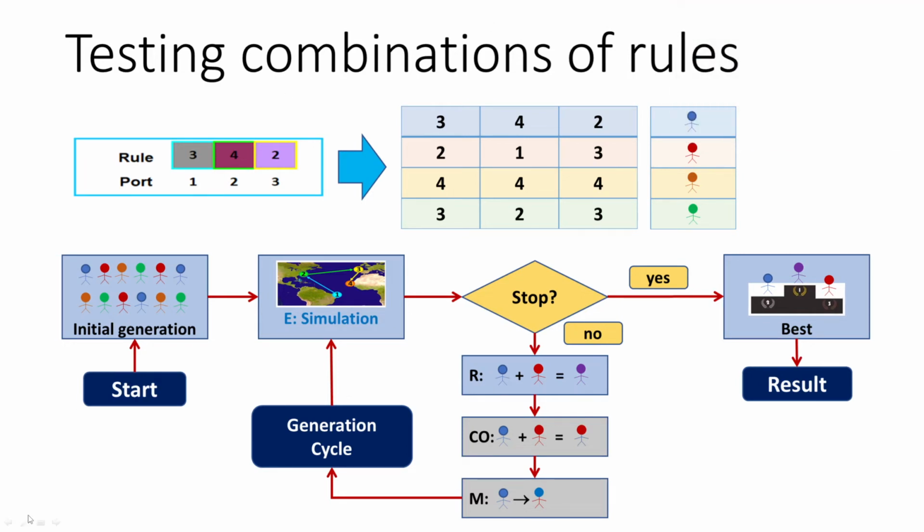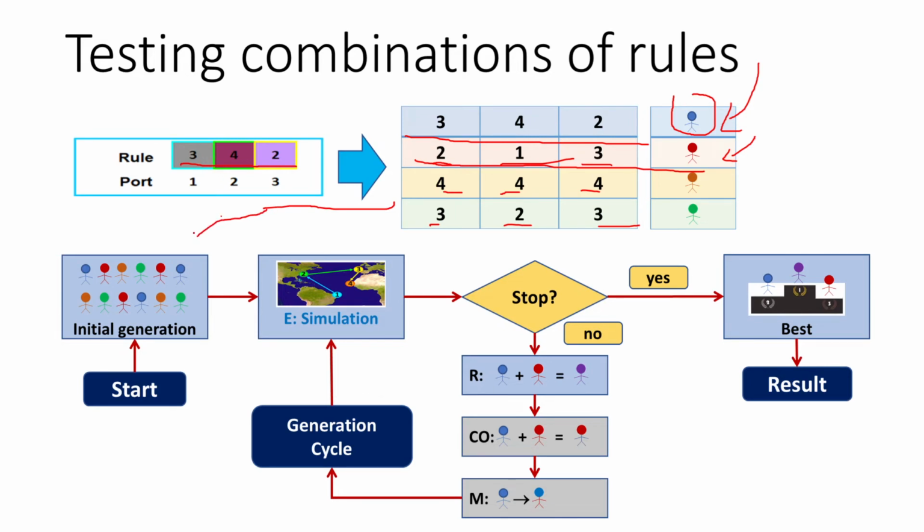Let's see. For example, we tried this combination 3 4 2, but we can get 2 1 3, or 4 4 4, or 3 3 2 3. And as we can see here, we can imagine that each line is an individual. It's a kind of individual that represents a possible solution to apply a behavior for the ship through ports. So we can get many individuals. We can randomly generate these individuals, and for each individual, we can apply a simulation. So finally, we get this.